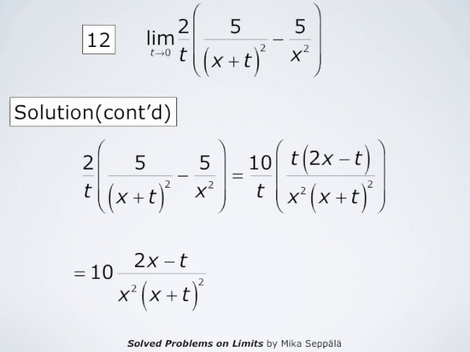Now t approaches 0 and x is not 0. Therefore, we may now directly substitute t equals 0. We get 10 times 2x divided by x squared times x squared. So we get as the limit 20 times x cubed.